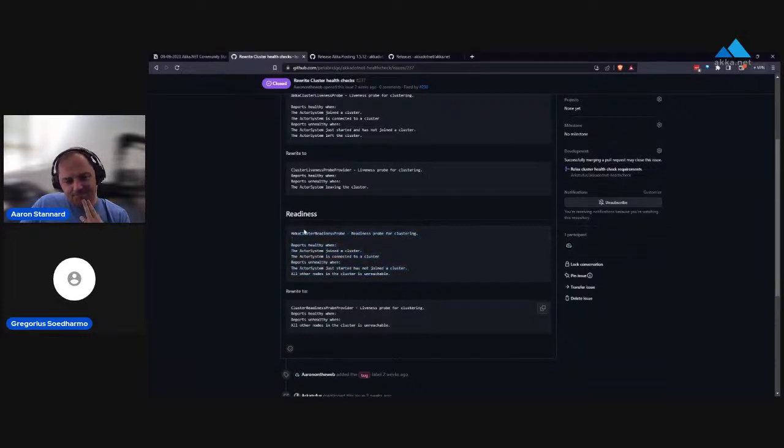Okay, the readiness check for Akka.cluster. This will report unhealthy when the actor system has just started and not joined a cluster, and historically would report when all the nodes in the cluster were unreachable. Well, again, the same problem.